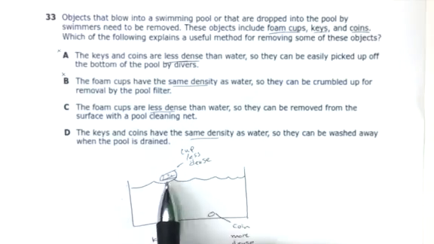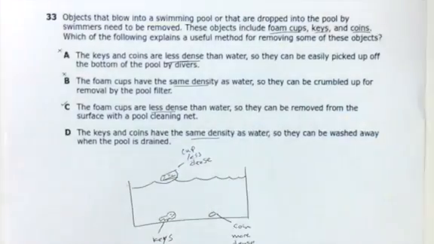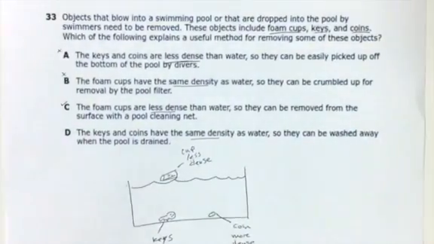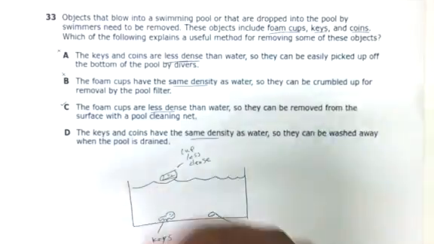Letter C states that the foam cups are less dense and float on top and can be removed from the surface. So far, that one sounds pretty good. Letter D states that the keys and the coins have the same density as water, but we know from our diagram they both have more density and they sink. If they had the same density of water, they'd be somewhere in the middle.